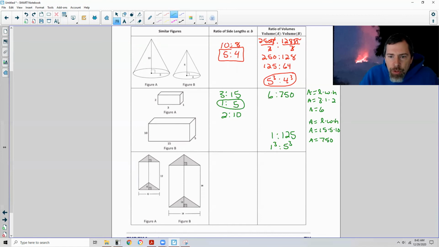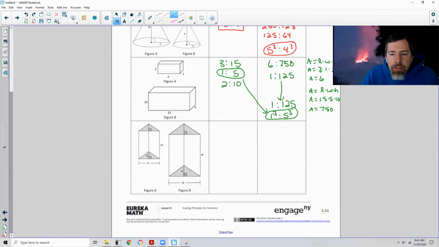Well, I need to get down to 1, so I'm going to divide these by 6. 6 divided by 6 is 1. 6 goes into 750, 125 times. And as you can see, that's what we got. And we take the cube root and we get this. So you cube the ratio of its sides and you get the ratio of its area cubed. The sides cubed is the ratio of the area, is what I probably should have said.